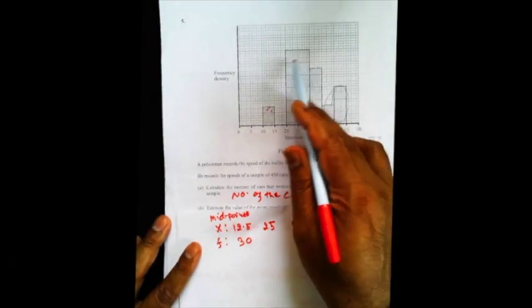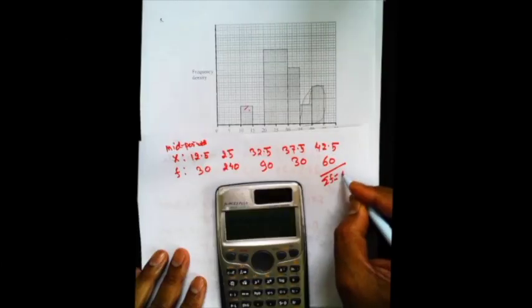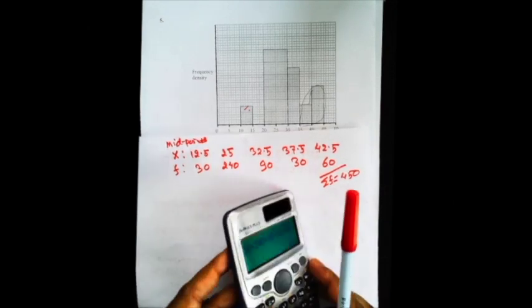Similarly, the frequency for this is 1, 2, 3, 4, 5, 6, 7, 8, 9, 10, 11, 12, that is 240. The total is 450, which we have checked through the calculator. That means our reading is correct in this case.